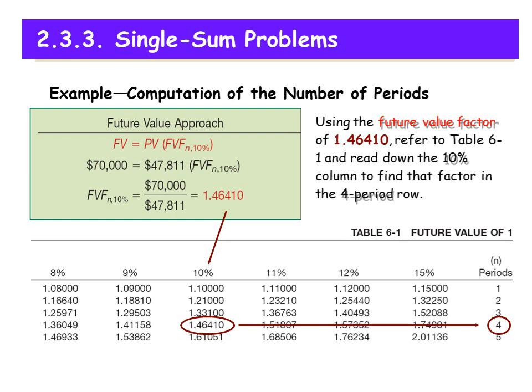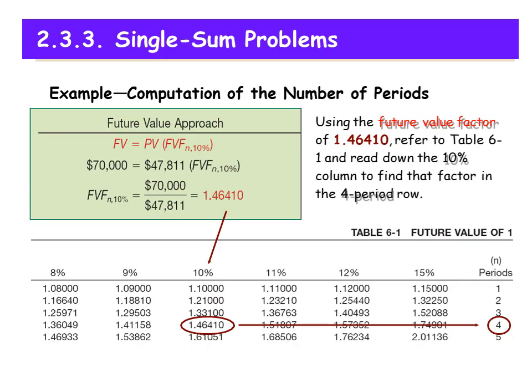Now, when we search down the 10% column, we get 1.46410 at the period of 4. At the period of 4, going down and also going horizontally, we get n periods. So the value we are searching for is 4. Our n is 4. In this way we can get our n, a period or a year. This is one method, the future value approach.